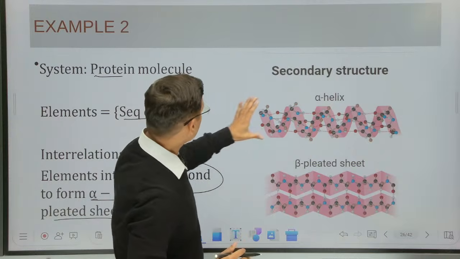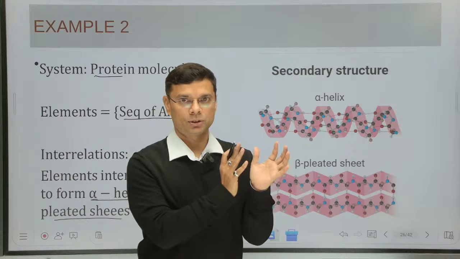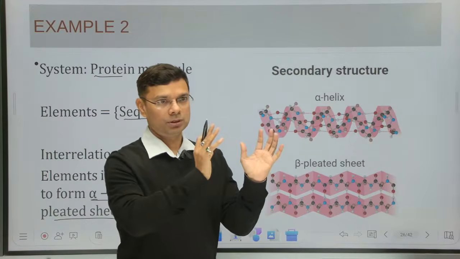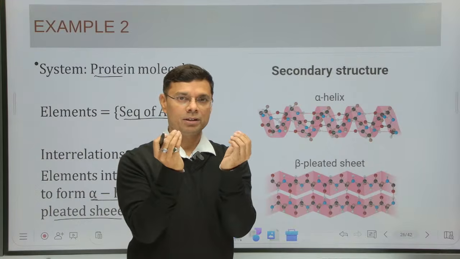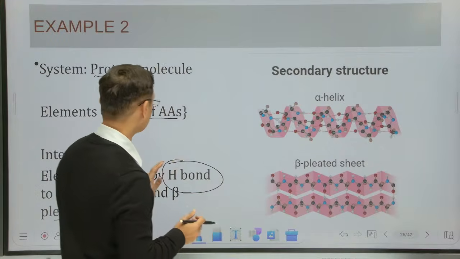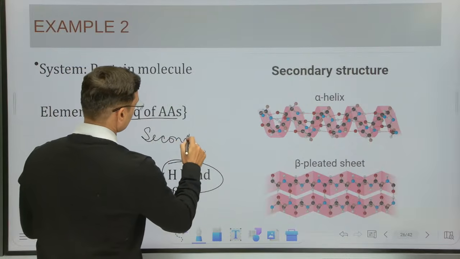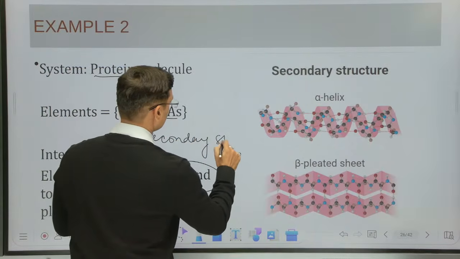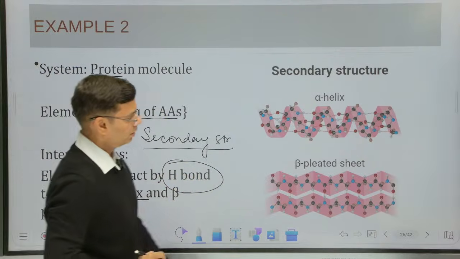Okay. So in this case, what is the element? It is the chunk of amino acids. So different chunks of amino acids are interacting by hydrogen bonds. Okay, so this type of structure is known as the secondary structure. So the secondary structure is due to the hydrogen bond. We are going ahead.